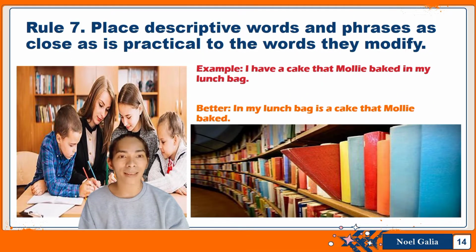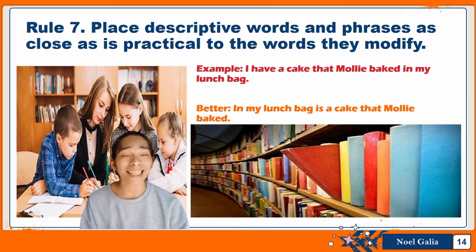Rule number 7. Place descriptive words or phrases as close as is practical to the words they modify. Example: I have a cake that Molly baked in my lunch bag. Cake here is too far from the lunch bag, making the sentence ambiguous and silly. Better written: in my lunch bag is a cake that Molly baked. Right? Do you agree?